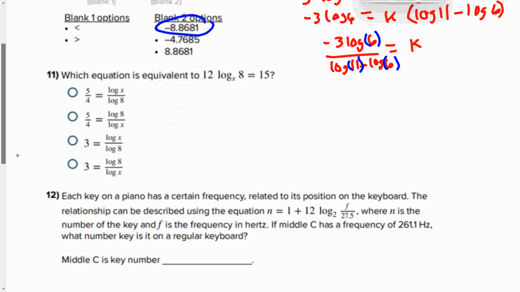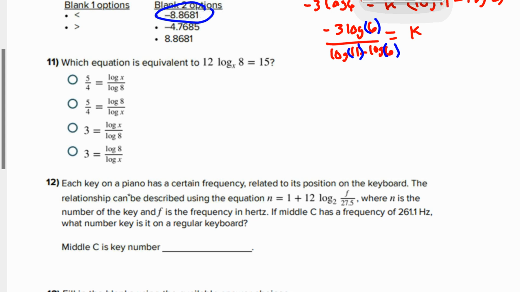Okay, on number 11 here, we just want to rewrite it to look something like this. So basically what they're just trying to do is change the base formula. So I'm just going to use change the base formula on this, which I believe is in section 4. So that is the log of the top divided by the log of the base. And then it's being times by 12 equals 15. And then I can just solve it for this.